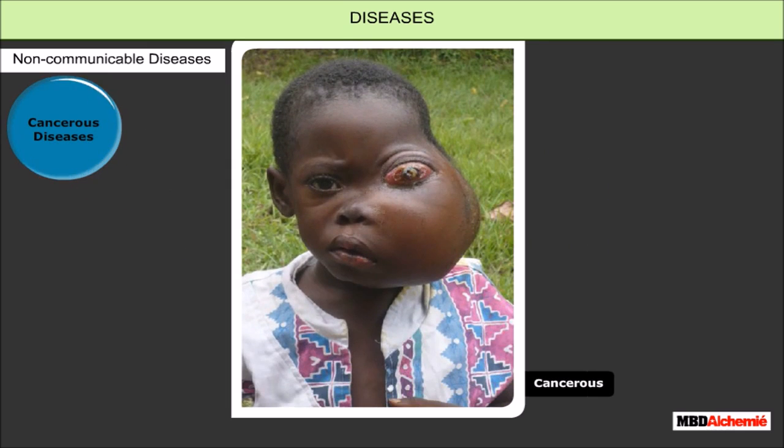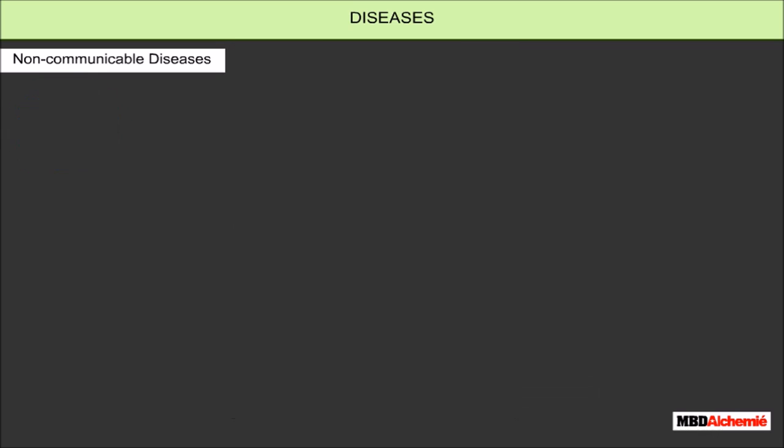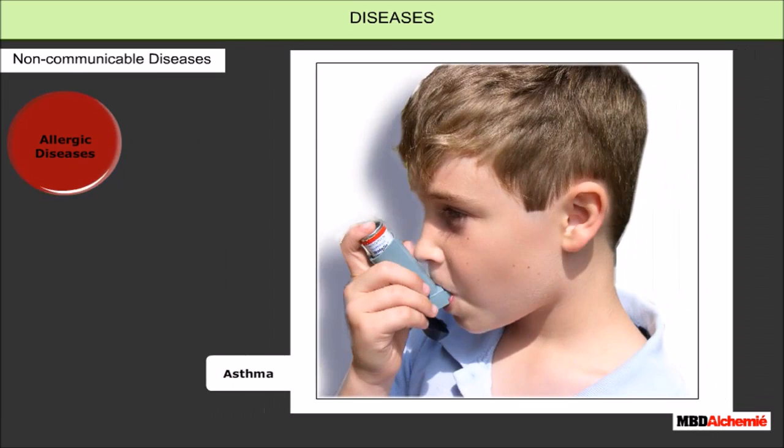Cancerous diseases. These diseases occur due to uncontrolled growth and division of cells in certain body tissues, leading to tumor formation. Allergic diseases. These diseases occur due to hypersensitivity of body to certain external agents called allergens, for example, asthma, hay fever, etc.